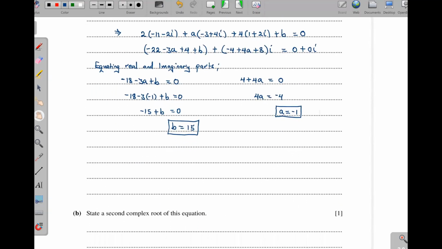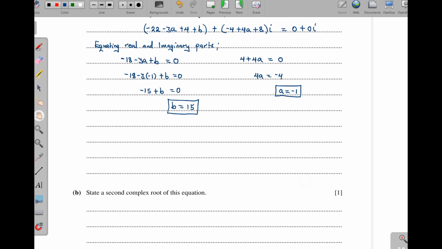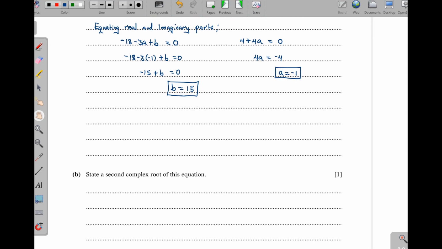Then next they are saying state a second complex root of this equation. Of course, when you get one of the roots being complex, then its conjugate has to also be a root. So the second complex root is the conjugate of u.